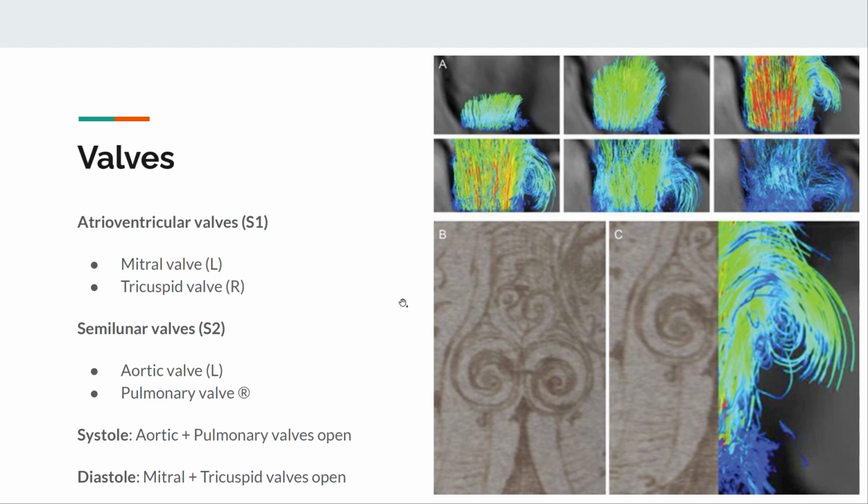This diagram on the right is just something interesting. I think these cardiac MRIs are quite beautiful. That's what these are with these lines.